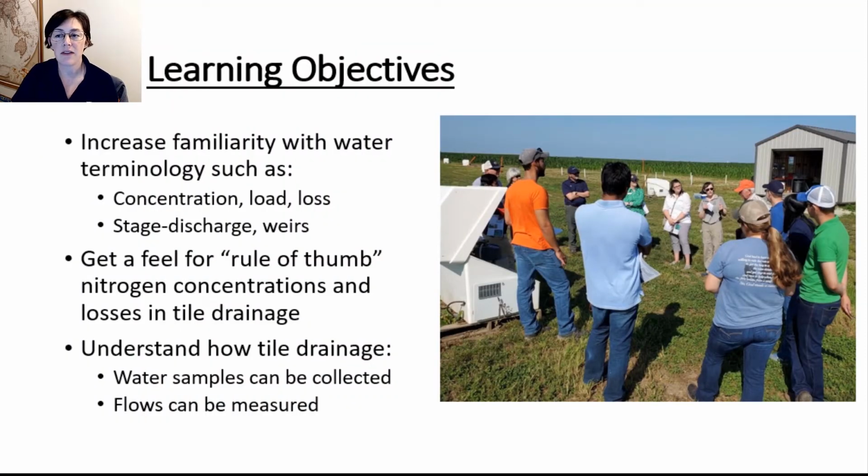Just so that we start out on the same page about what we're going to talk about over the next 25 to 30 minutes, the learning objectives are listed here. In short, we're going to increase familiarity with some terminology that has to do with water science. We're going to get a feel for rule of thumb nitrogen concentrations and losses that are kind of normal in tile drainage. And then we're going to understand how we collect tile drainage water samples and how we estimate tile drainage flow rates.